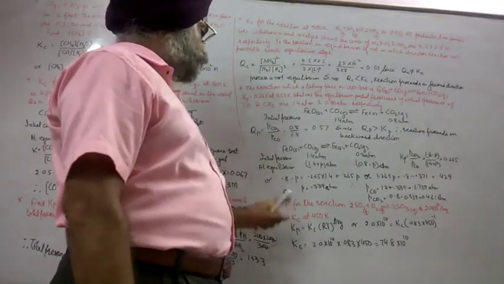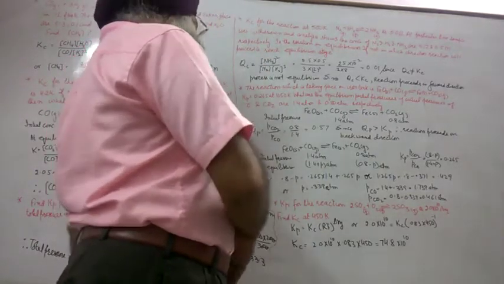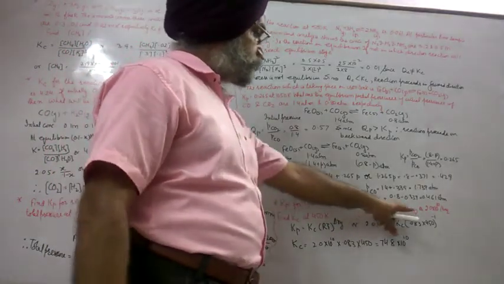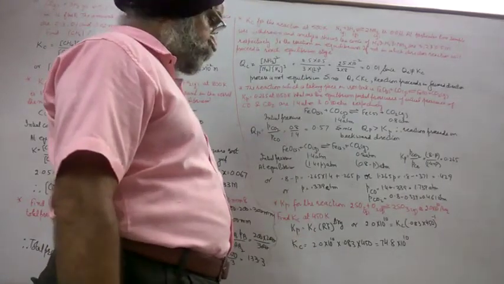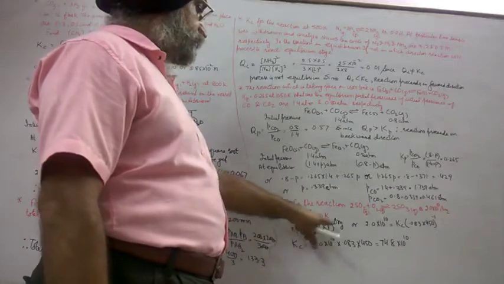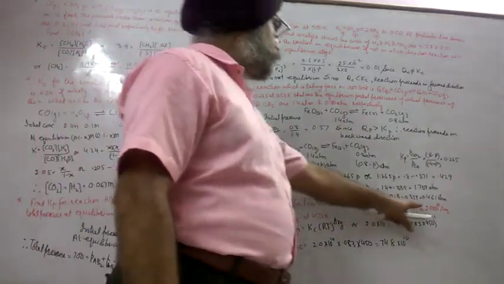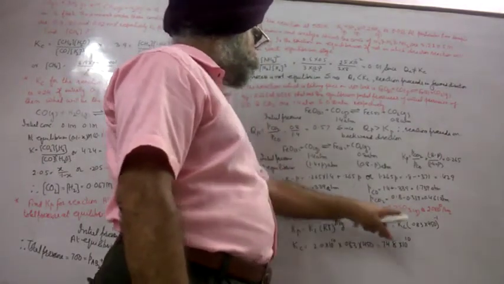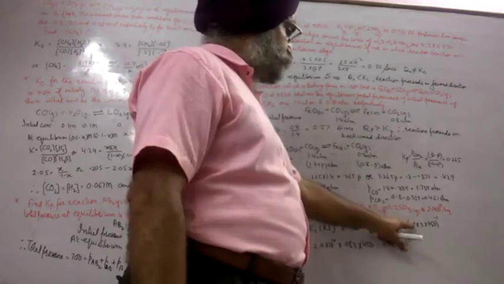And the last problem: Kp is given to you, Kc you have to find out. So Kp for the reaction 2SO2 + O2 ⇌ 2SO3 is this much. What is Kc at 450 Kelvin? We know that Kp is equal to Kc(RT)^Δng. Kp is given, Kc we have to find out. In terms of bar, R is 0.083. In terms of atmosphere, it will be 0.082.